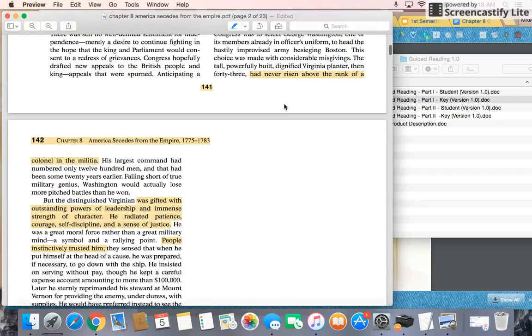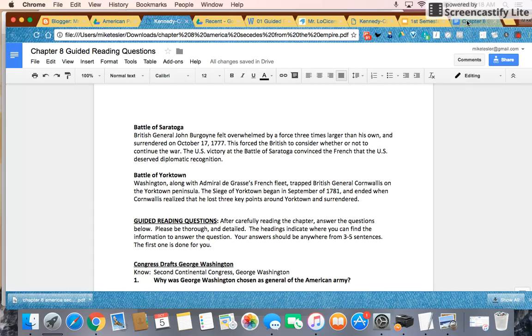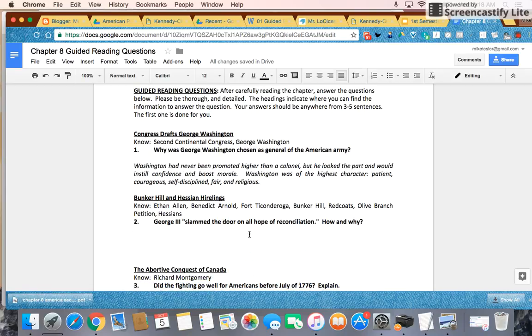So there we've highlighted some sections. It's helped us out. Now we can frame out our answer, and I've gone ahead and done this one for you. As you can see here, Washington had never been promoted higher than a colonel, but he looked the part and would instill confidence and boost morale. Washington was of the highest character: patient, courageous, self-disciplined, fair, and religious. These were good qualities of a leader, and these were the reasons why the Continental Congress had chosen George Washington as a leader. You should have a working knowledge of what the Second Continental Congress was and who George Washington was.